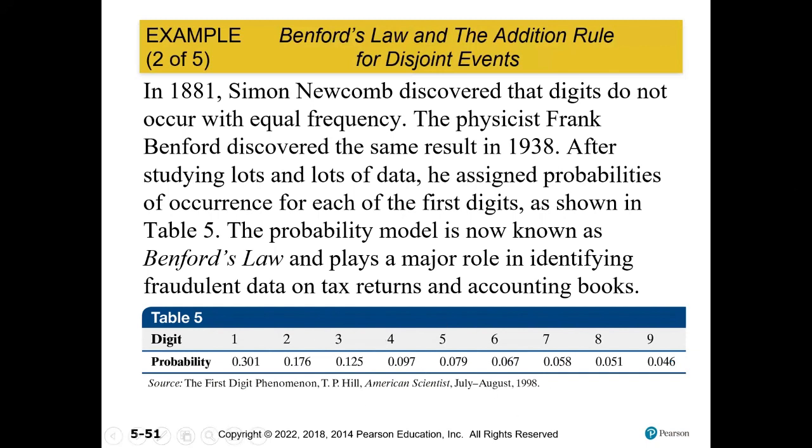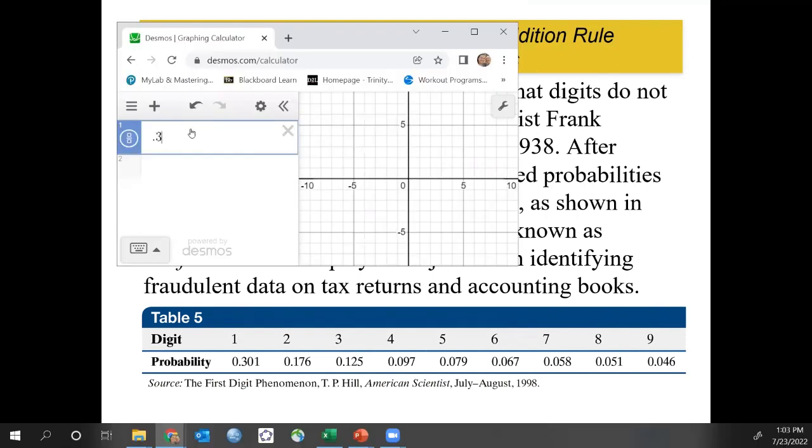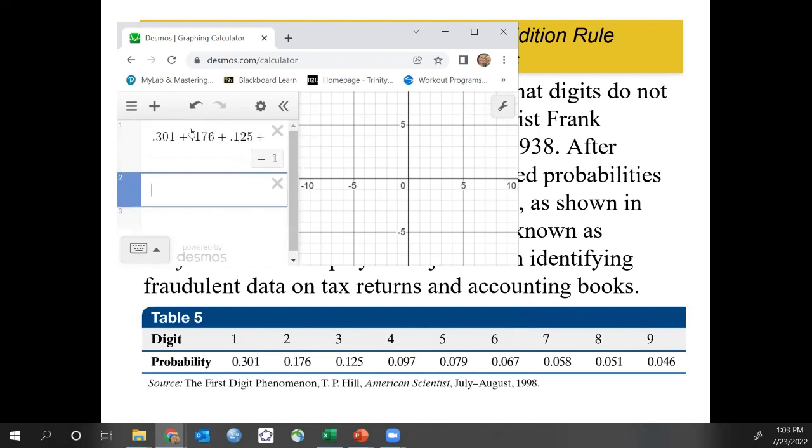And I will verify here with you that we do have a sum. 0.301 plus 0.176 plus 0.125, plus 0.097 plus 0.079 plus 0.067, 0.058, 0.051, and 0.046. The sum equals 1. We have a probability model.